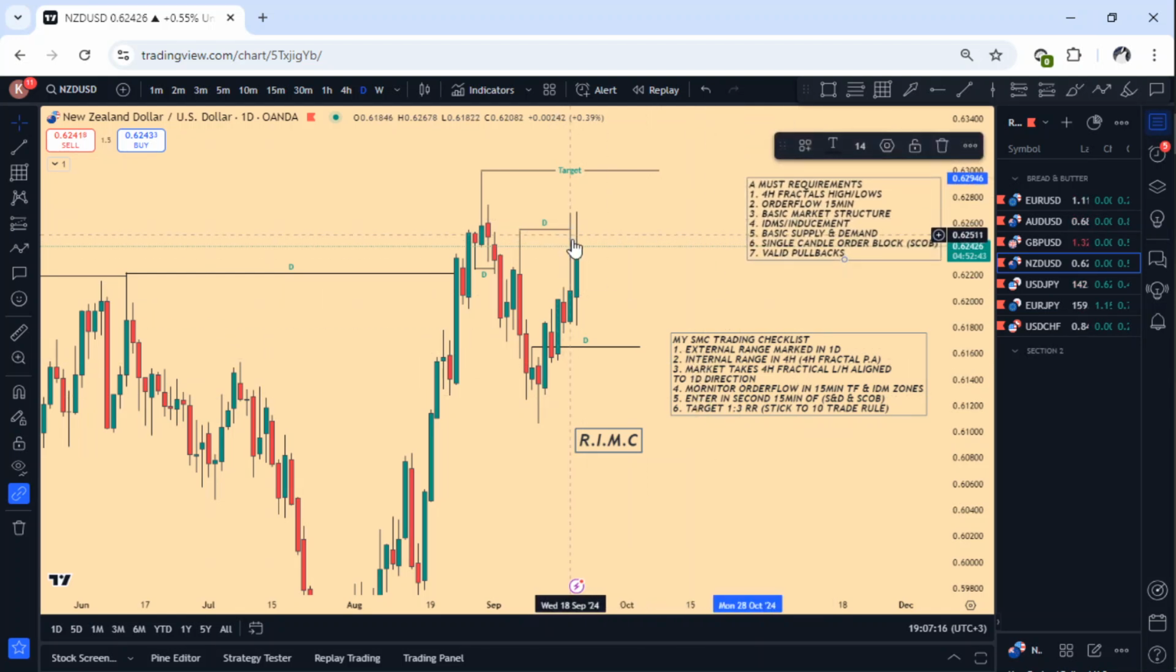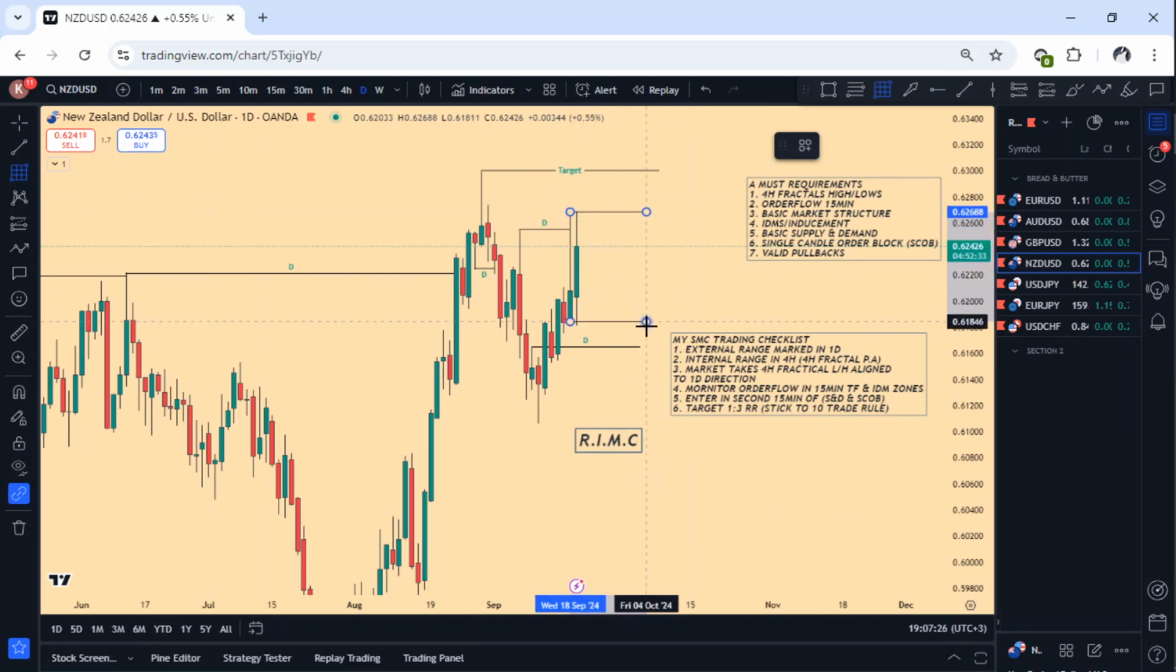So yesterday, this was the yesterday candle on a daily time frame. We mark external range, marked in 1 day. We just follow what the day is doing. So we mark the high and the low like this. After marking the high and low like this, this is the daily candle yesterday.